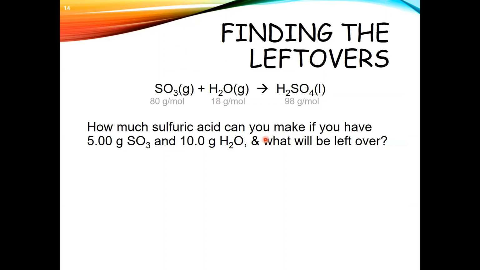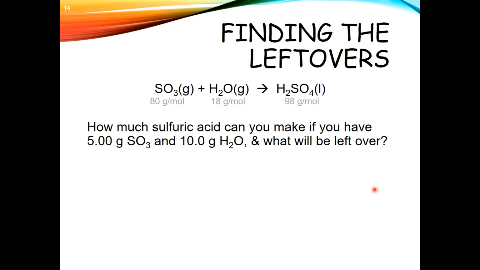So now that we figured out how to find our limiting reagent, now we need to figure out how much of our starting materials are left over. Let's say that we want to make some sulfuric acid from SO3 and water. How much sulfuric acid can you make if you have 5 grams of SO3 and 10 grams of water? And what will be left over?